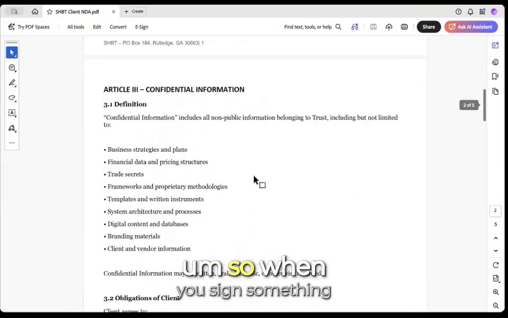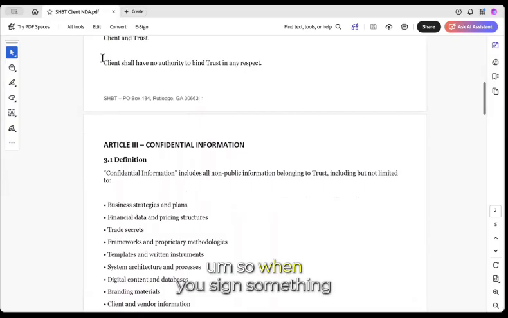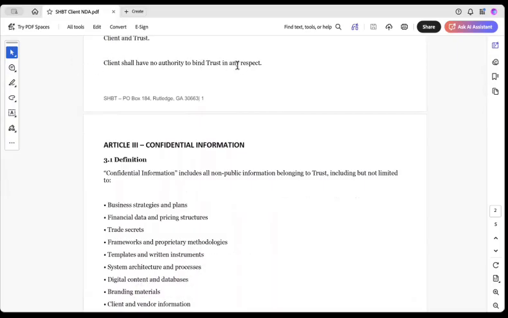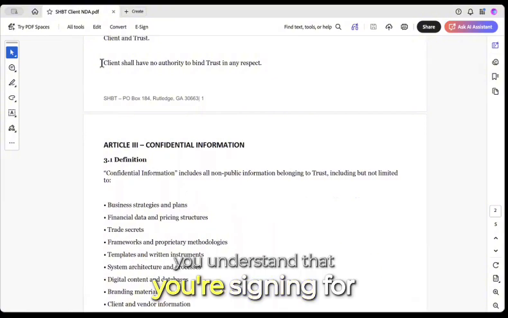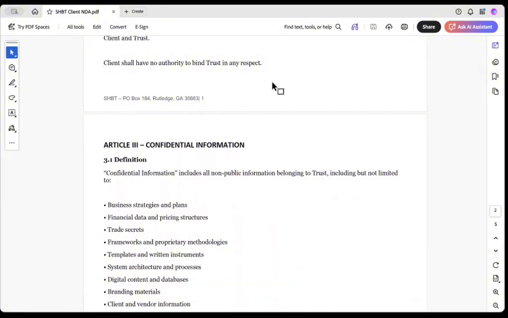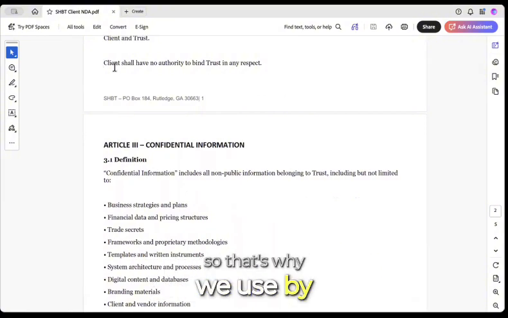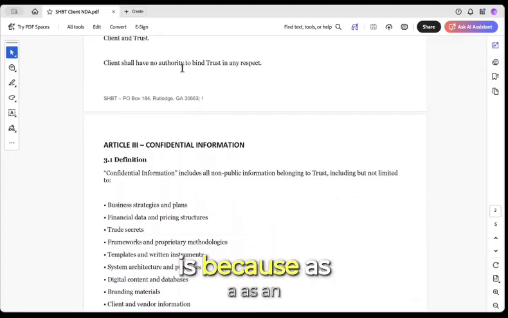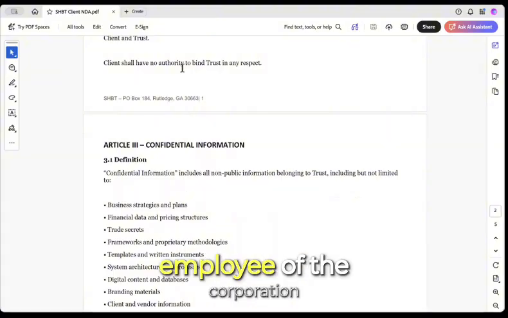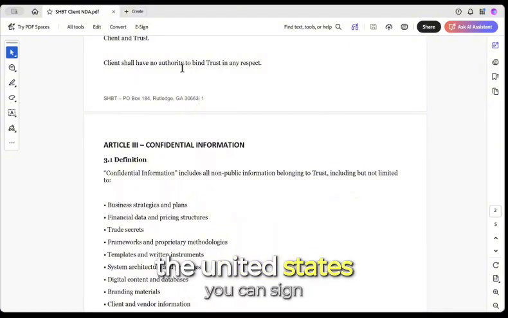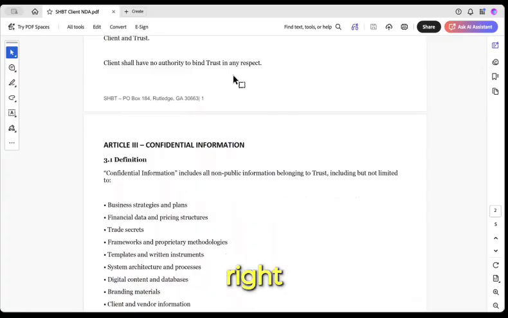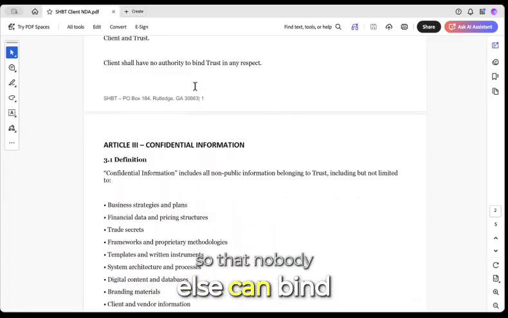When you sign something that says "by so and so," you understand that you're signing for the corporation. That's why we use "by Stas Alex," because as an employee of the corporation in the United States, you can sign for the corporation. That's why this is in here, so that nobody else can bind authority.